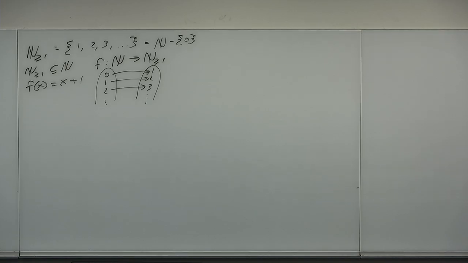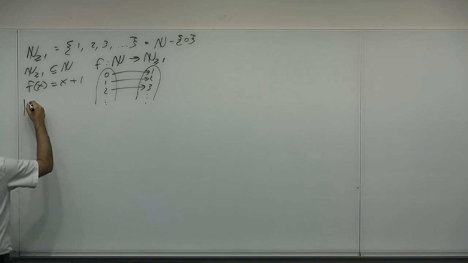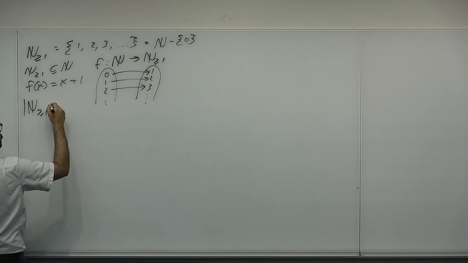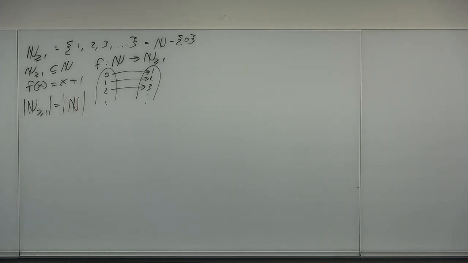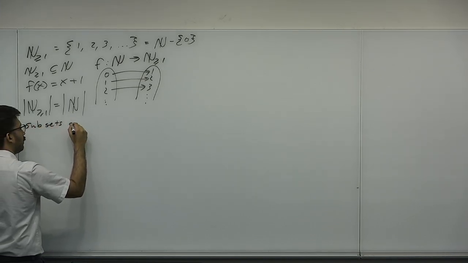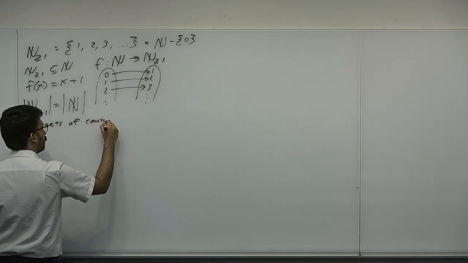But what this means is that the naturals greater than 1 have the same size as the naturals. So an infinite subset of a countably infinite set is also going to be countably infinite, it turns out. Subsets of countable sets are countable. This is the first takeaway of this. Infinite subsets of countable sets.